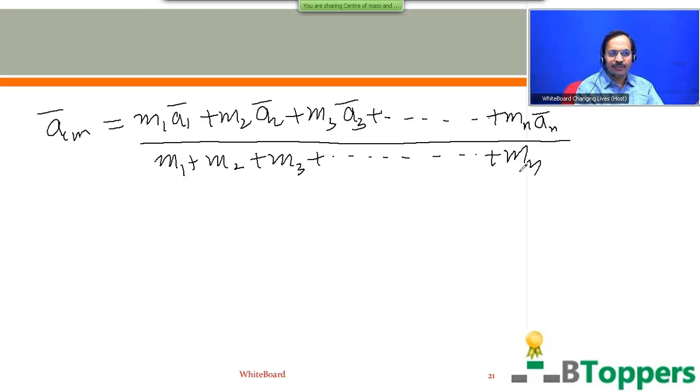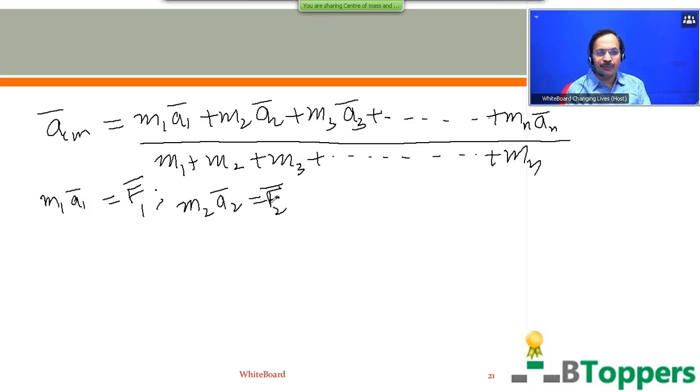Now from Newton's second law, the product of the mass of the particle and the linear acceleration vector of the particle gives you the resultant of all the forces acting on the particle. So the product m1 a1 bar can be written as equal to F1 bar. F1 bar is the resultant of all the forces acting on the particle of mass m1. So the product m2 a2 bar can be written as equal to F2 bar. F2 bar is the resultant of all the forces acting on the second particle of mass m2.